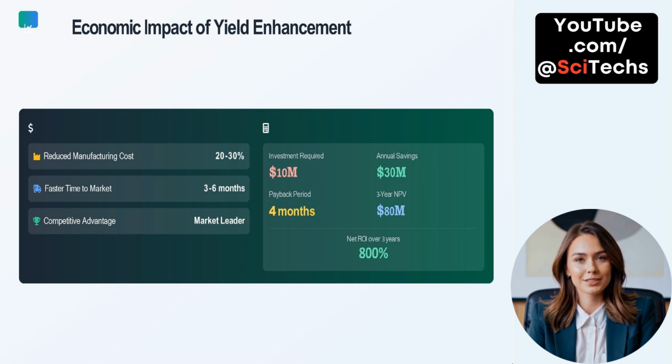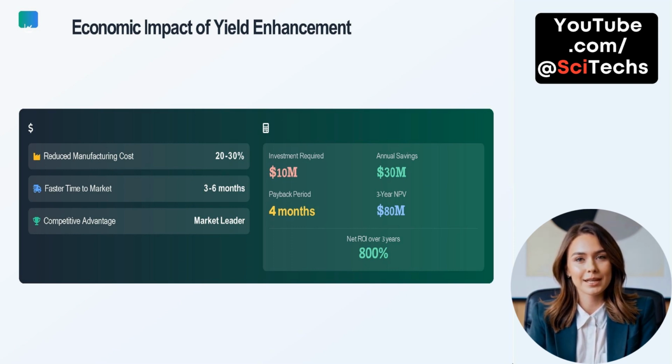Second, companies experience faster time to market. Improvements in yield mean fewer delays in production, enabling products to be launched 3 to 6 months sooner than before. Third, a consistent increase in yield contributes directly to securing a competitive advantage, positioning companies as market leaders.